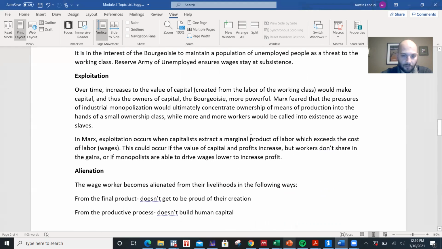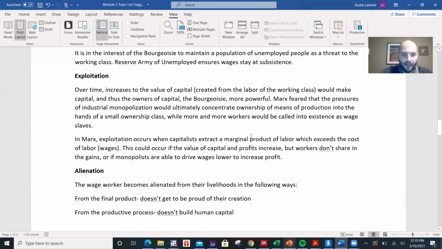All right, so what is exploitation? In Marx, exploitation occurs when the capitalist extracts a marginal product of labor which exceeds the cost of labor. This could occur in a couple of ways. Two of the most common are if profits increase but workers don't share in the gains, or if monopolists are able to drive wages lower. So these are two types of exploitation.